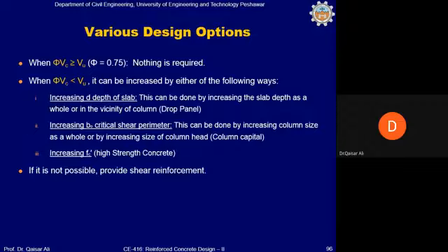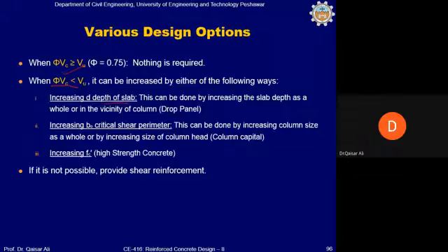When φVc is less than Vu, then we have several options. Either we increase the depth of the slab in order to increase φVc. If we want to increase the overall depth of the slab, it will increase the weight of the slab as well, and it will further create problems for us. So in order to avoid this, we would increase the depth of the slab only in the vicinity of the column, and that is called a drop panel.